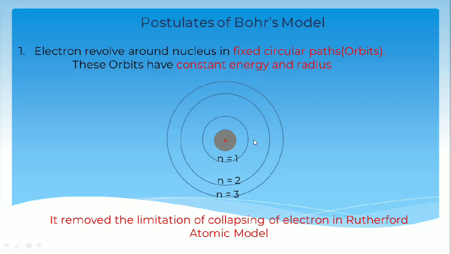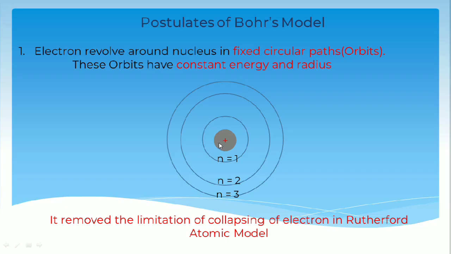The orbit nearest to the nucleus, n equals 1, has the lowest energy. As we move further from the nucleus, the energy of the orbit increases.